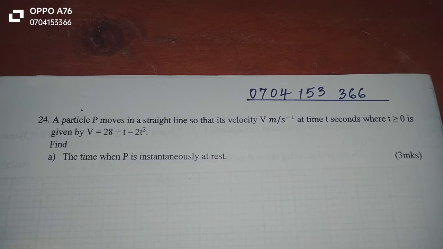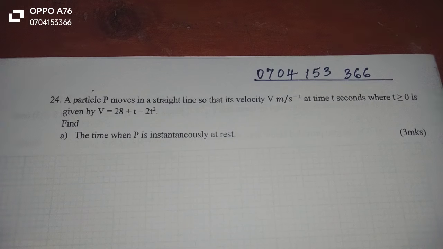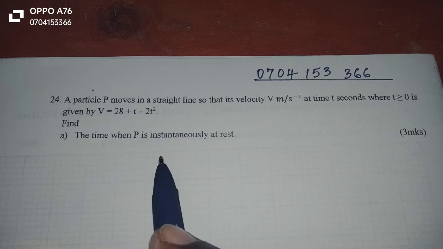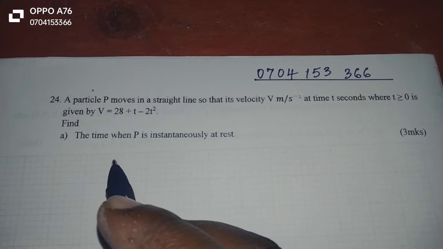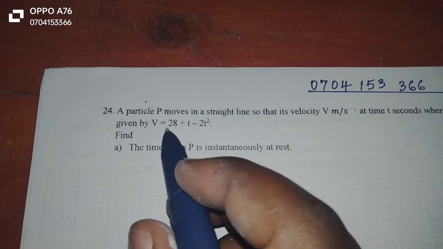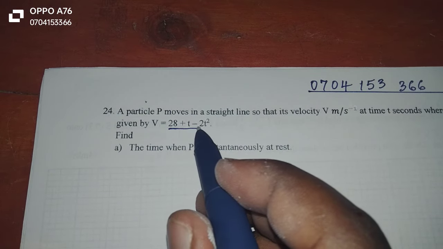To be instantaneously at rest means to have a velocity equivalent to 0. Therefore, for us to get the time when the particle P is instantaneously or momentarily at rest, what we need is to equate the velocity function to 0 so that we may solve for the value of t at such a moment. So I'll have this function now equated to 0.